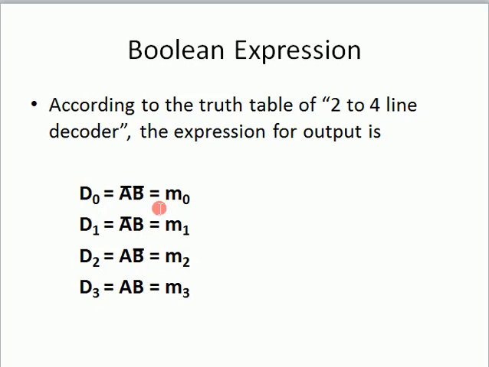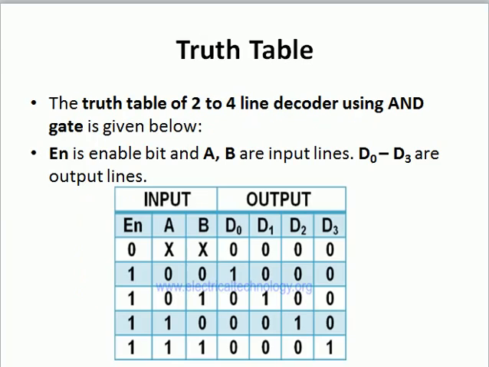You see this, D0 is equal to A complement B complement. See from this here, D0 is 1 when A complement B complement. D1 is what? D1 is A complement B. Here it is 1, so A complement B.